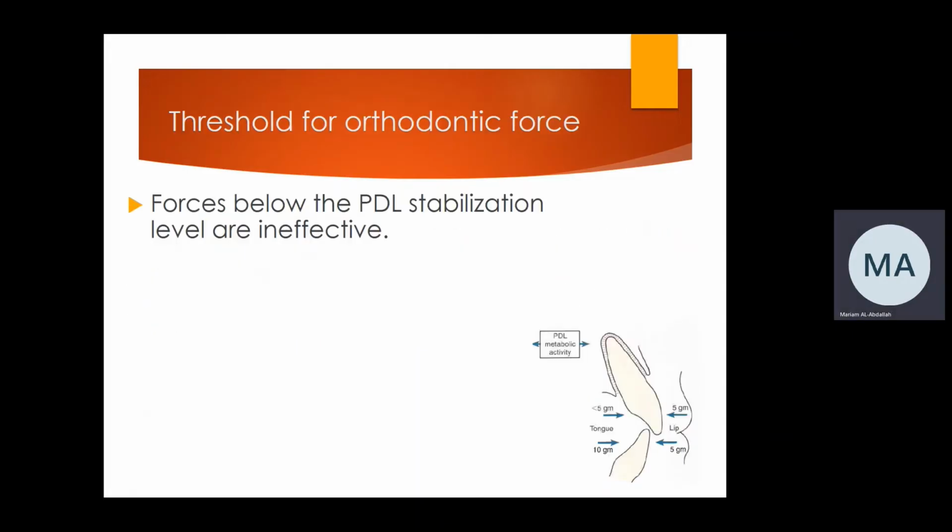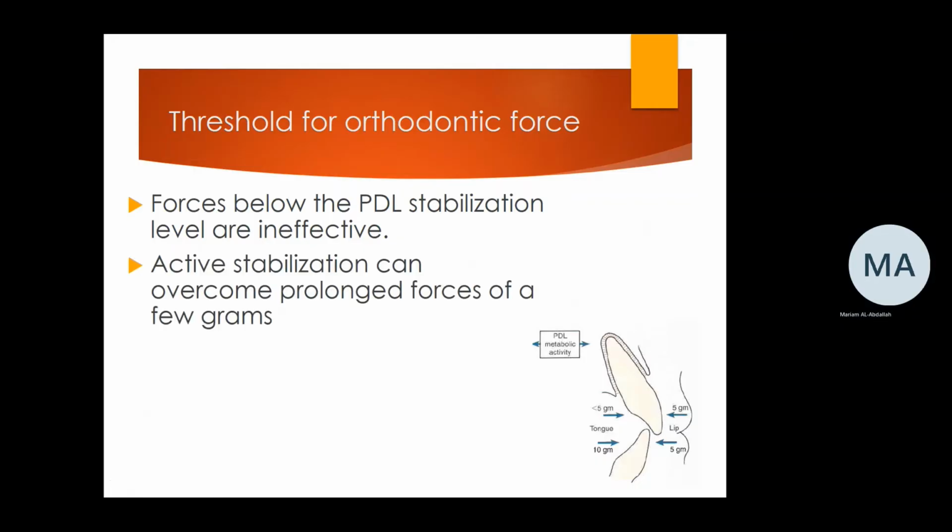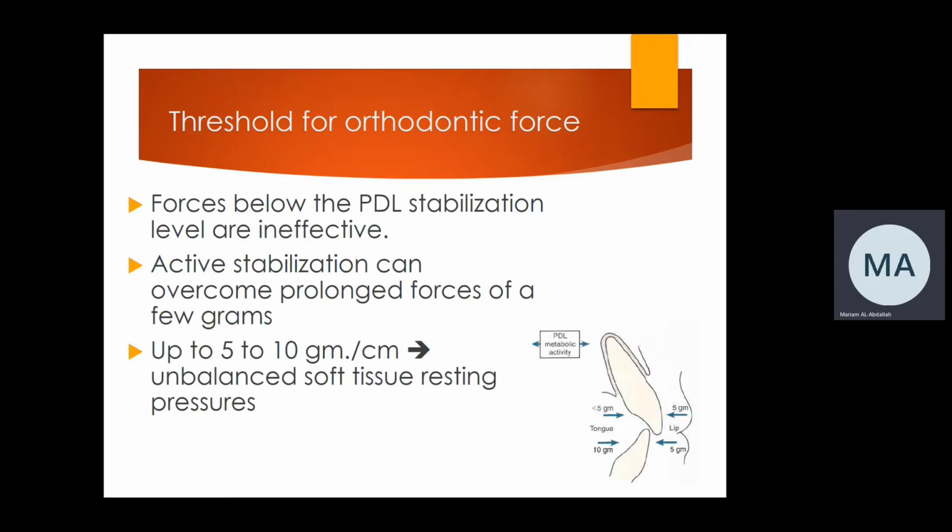The forces that are below the periodontal ligament stabilization level are actually ineffective. In other words, as long as the forces applied by the tongue and the lips are within 5 to 10 grams, they are not effective because they are below the periodontal ligament stabilization level. So this active stabilization can overcome prolonged forces of a few grams, 5 to 10, as we said, of unbalanced soft tissue resting pressures. Prolonged resting pressures could be accommodated by the healthy periodontium. They can withstand such an unbalanced zone.